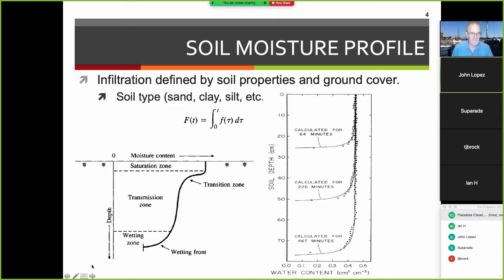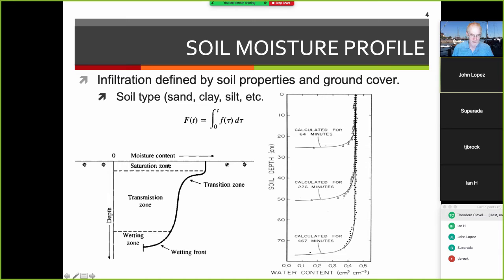And at some moment in time, we would have a moisture profile in the soil. So this diagram here on the left, which is taken from Chow, Maidment, and Mays, the vertical axis moving downward is the depth axis. So as we go from this point 0 and move down the axis, we're going deeper and deeper into the soil. And these distances are maybe a couple meters.